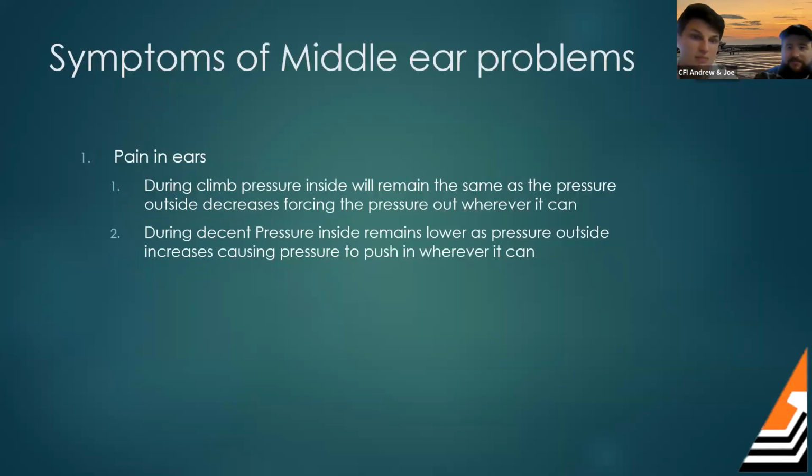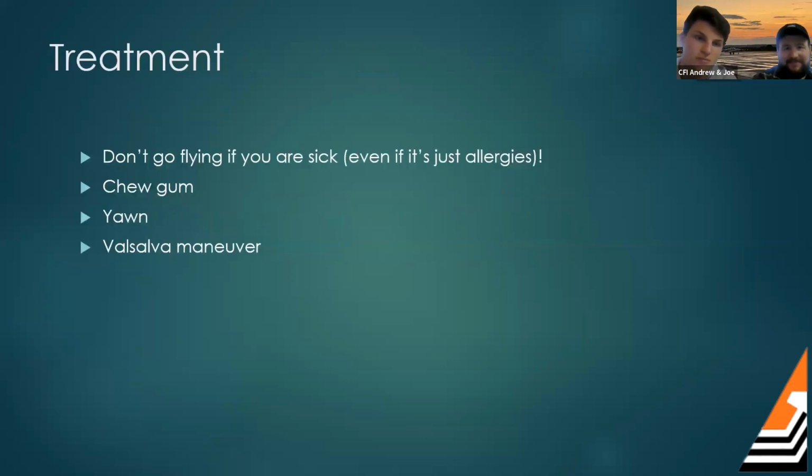So, like we said, some of the symptoms are pain in the ears. During climb, the pressure inside remains the same as the pressure outside decreases, forcing pressure out wherever it can. Then as you're descending, the pressure inside remains lower as the pressure outside increases, causing the pressure to push in wherever it can. Right, just like that bag of chips in the airliners. Exactly, it's essentially the same thing, just a difference in pressures.